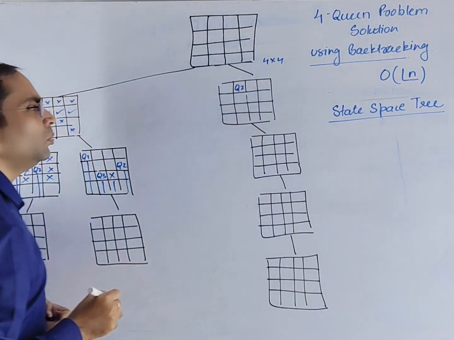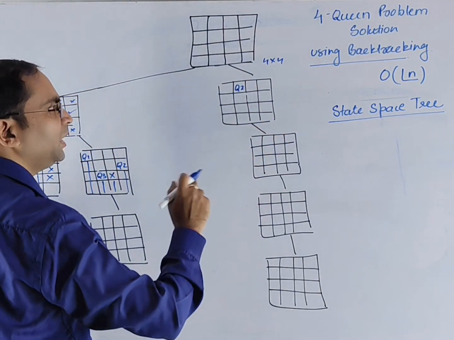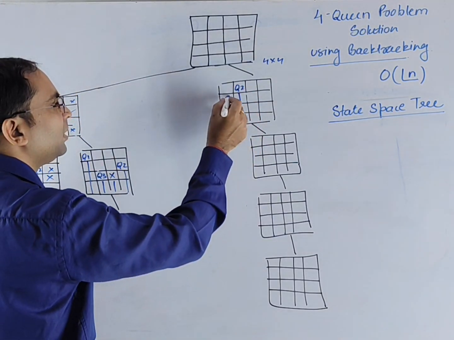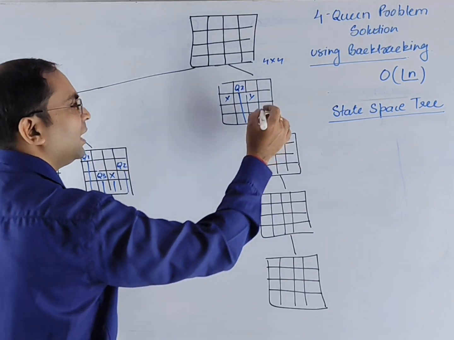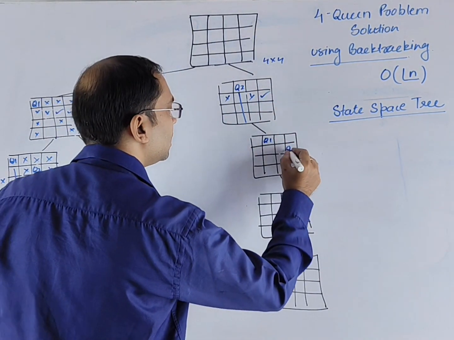Let's say Q2. Now in the next step we'll see in which column we can put. We can see just because of Q2 here we'll not be able to put it here, we'll not be able to put it here, we'll not be able to put it here. So we are left with only one position, this position. So here we'll put, let's say this is Q1, this is Q2.